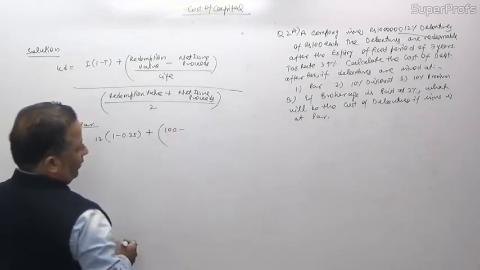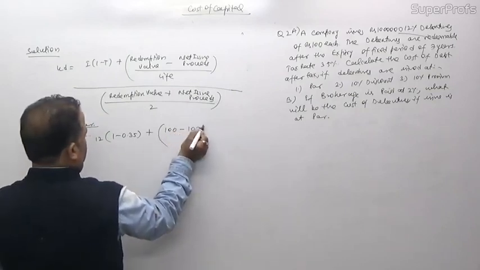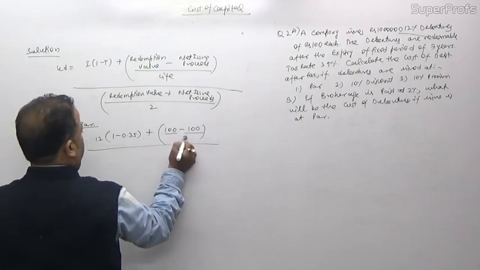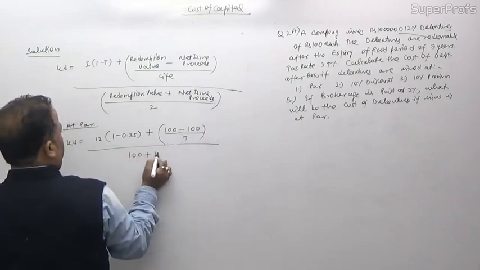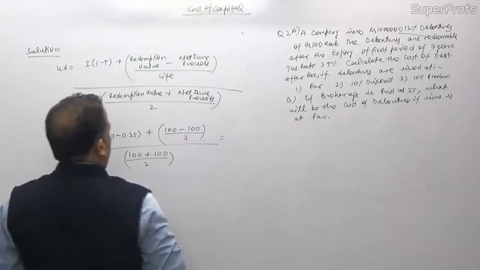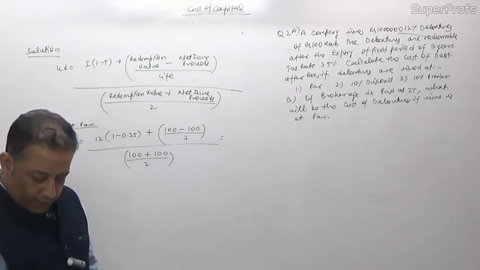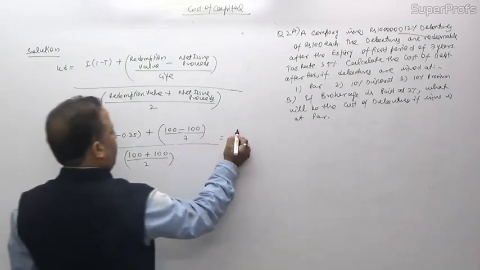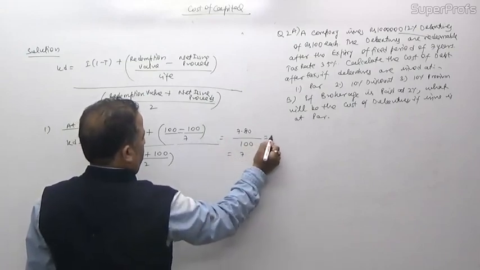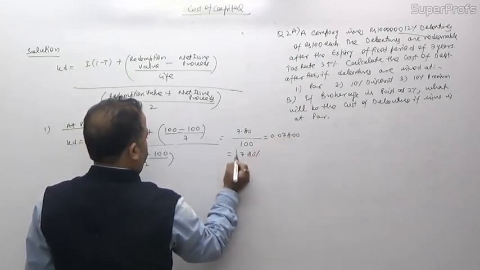The net issue proceeds is rupees 100 because no information is given, divided by number of years. The life is 7 years, divided by 100 plus 100 divided by 2. 12 into 0.65, 12 multiplied by 0.65 is 7.8, divided by 100, 0.0780 means 7.8%.